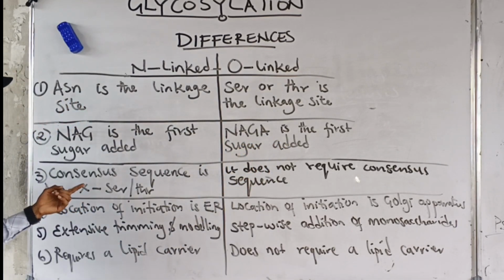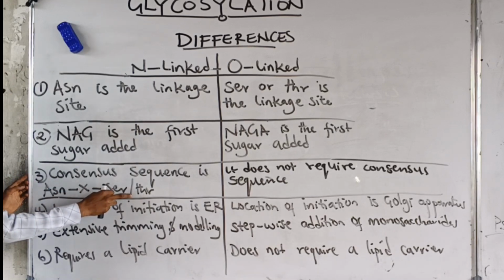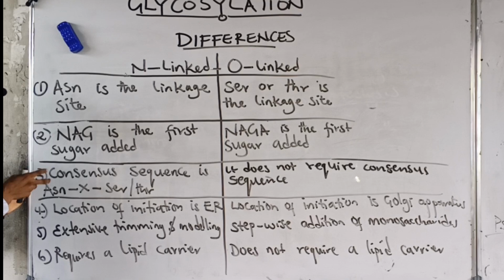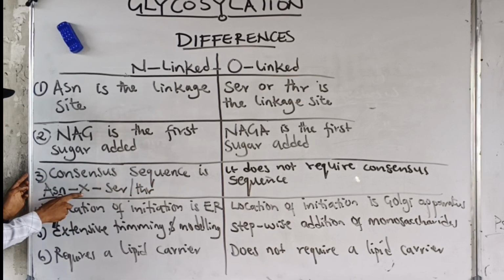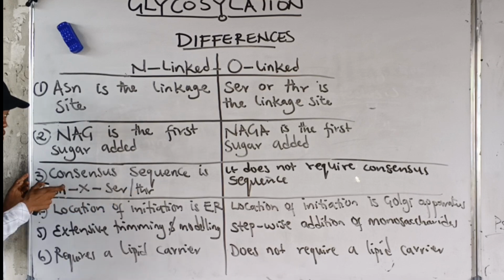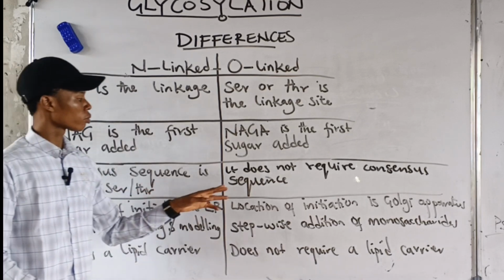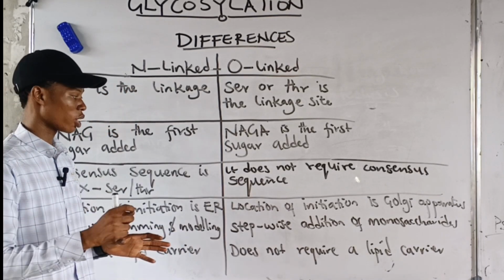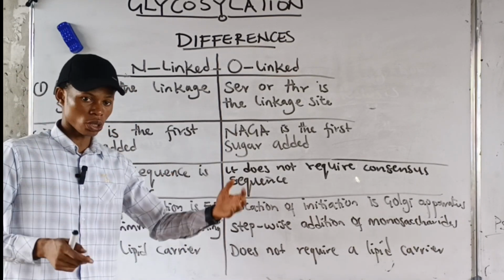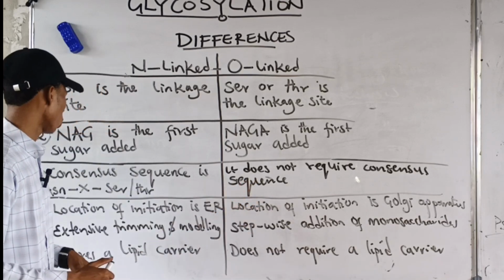Now here the consensus sequence is asparagine, X, serine or threonine. It means the sequence of attachment must be in this format: asparagine, then any amino acid other than proline, then serine or threonine comes next. So it must be asparagine, then one amino acid before serine or threonine. It must be like this. But in O-glycosylation, there is no consensus sequence required. Nothing like that in O-glycosylation.